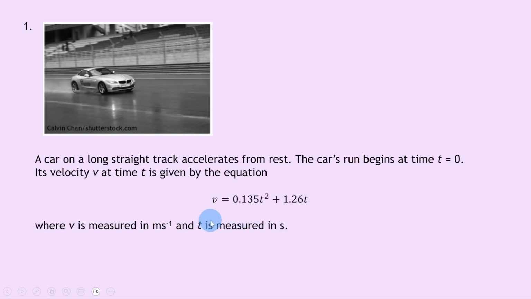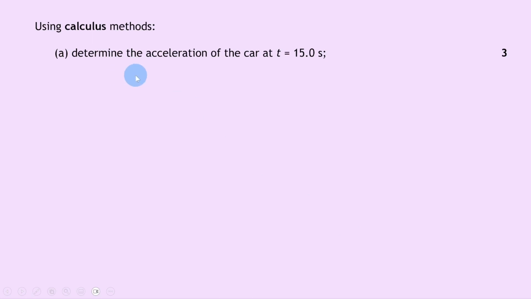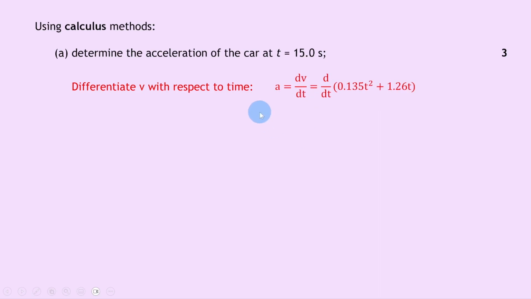Remember in the question we're given an expression for the velocity v in terms of time t, and we're asked to determine acceleration. So to go from velocity to acceleration we need to differentiate the velocity v with respect to time t. We can use an equation from the relationship sheet which says that a equals dv by dt. That's the acceleration is equal to the rate of change of velocity. So that is the same as writing d by dt of 0.135 t squared plus 1.26 t. In other words, we're going to differentiate this expression with respect to time.